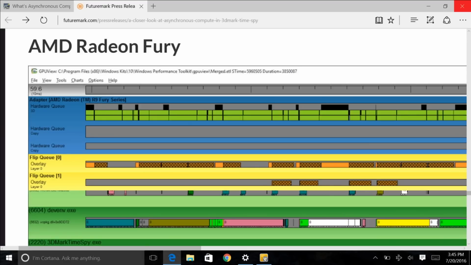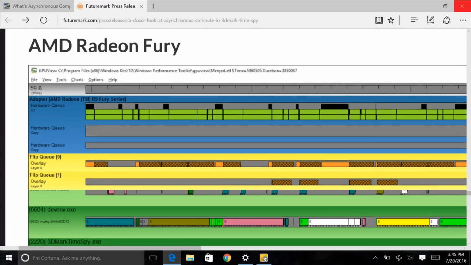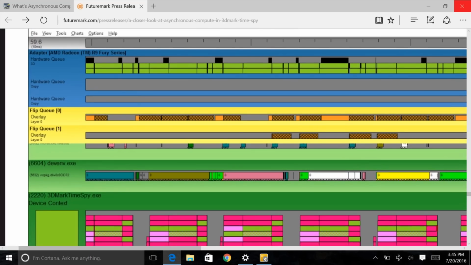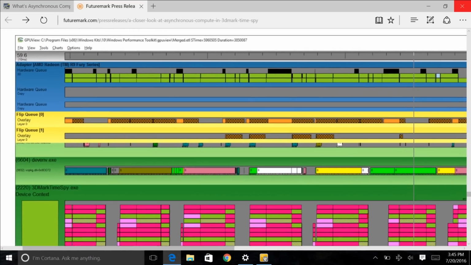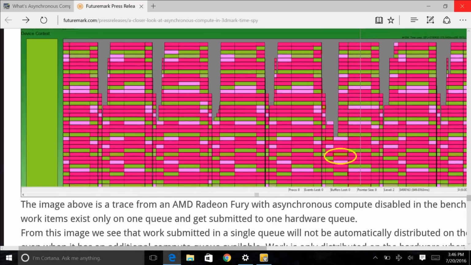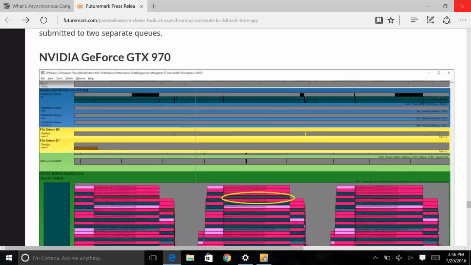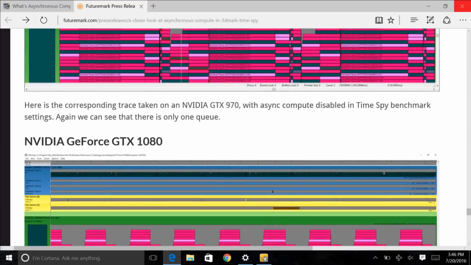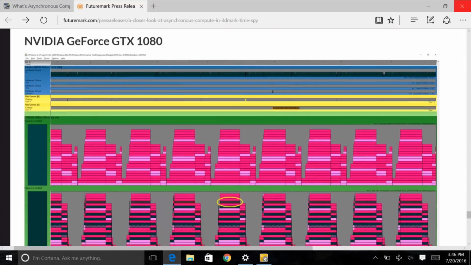Right. So this, again, is to alleviate worries that people had that we're somehow treating different hardware differently. That's not the case. The GPU view is very different when we intentionally run with the asynchronous queue off. Okay, that makes sense. And then again, with the 970, it still looks like a single queue. So, okay, I mean, this seems to make pretty good sense.